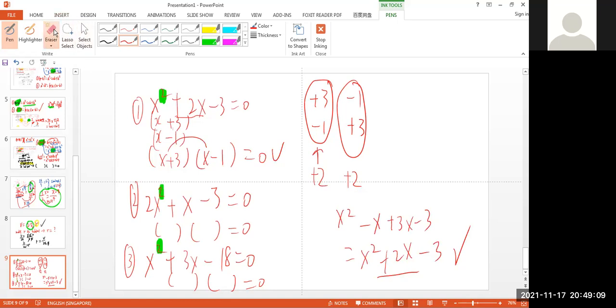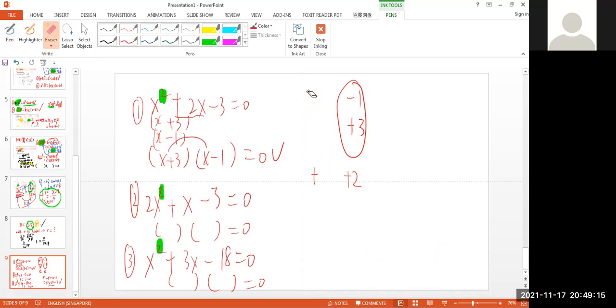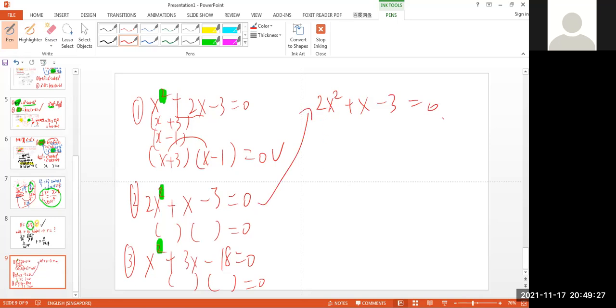Okay, so let me demonstrate to you for the second one as well. How do you get the combination fast? So I start with 2x squared plus x minus 3 equals 0. Actually, I'm doing question 2 already. So how do you get 2x squared? 2x and x. How do you get plus x? You have minus 3 here. So there are many combinations. You can have minus 3 and 1. Then you can have minus 1 and 3. Of course, you can have 1 and then minus 3. And then you can have many more. But there's only one combination that gives you the answer.